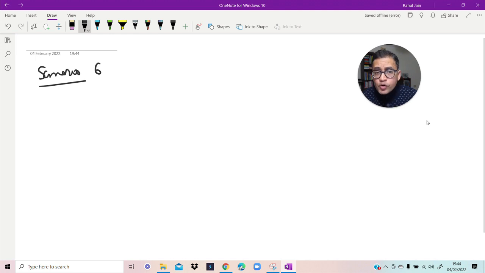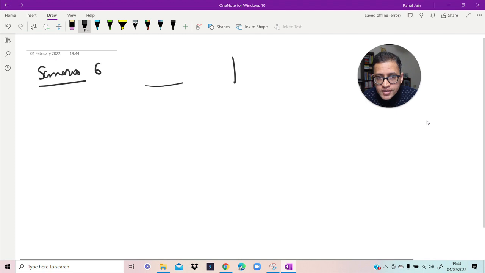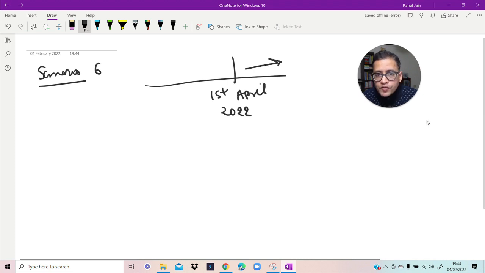Now, scenario number 6 is very important. Again, it concerns people who have invested in cryptos a long time ago. So let's talk about them. Let's say this is the timeline, with 1st of April 2022. Any sale of crypto after this date will be taxed at 30%.